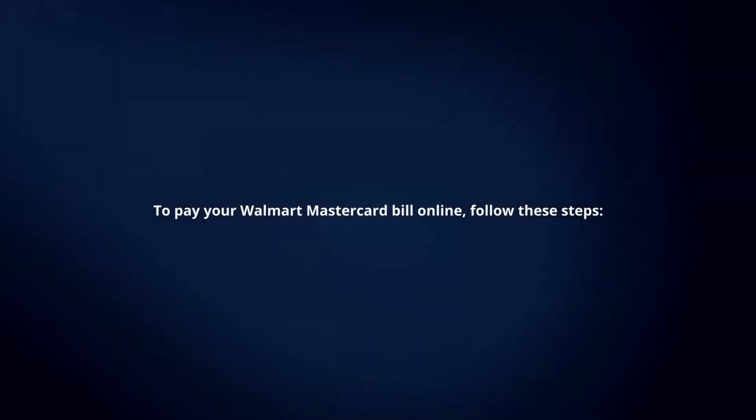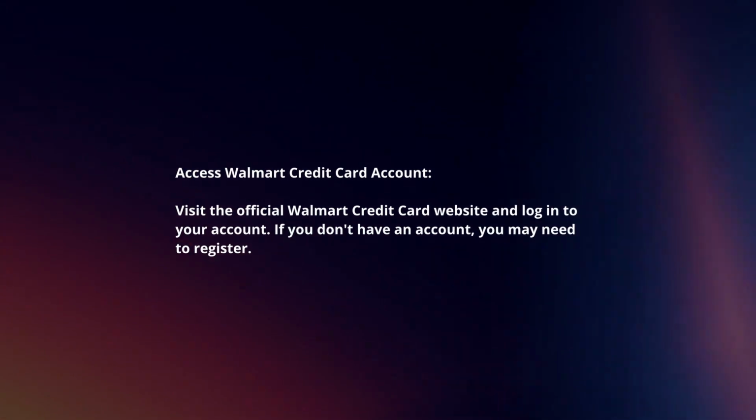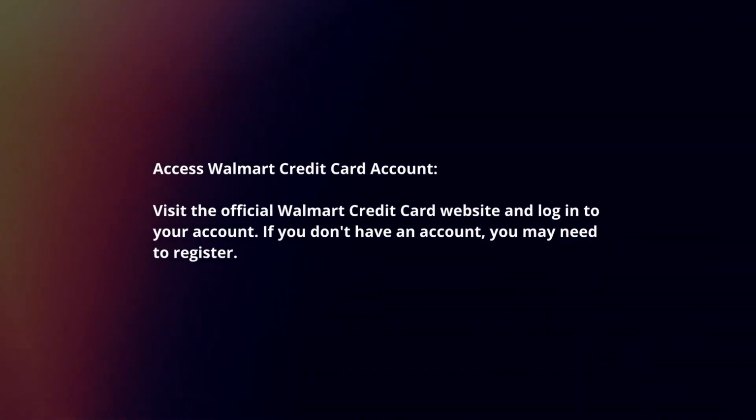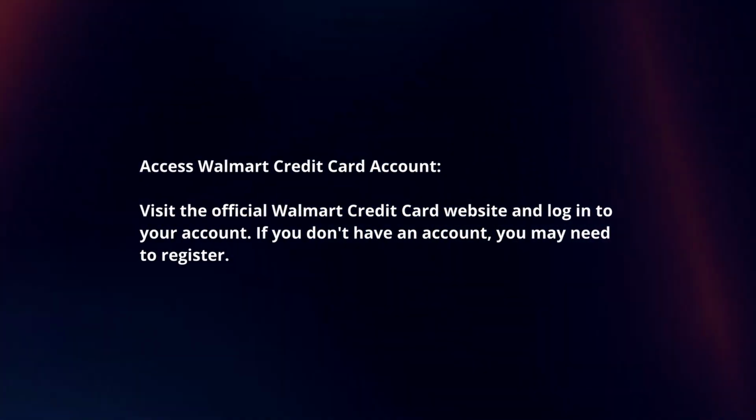To pay your Walmart Mastercard bill online, follow these steps. Access your Walmart credit card account. Visit the official Walmart credit card website and log into your account. If you don't have an account, you may need to register.